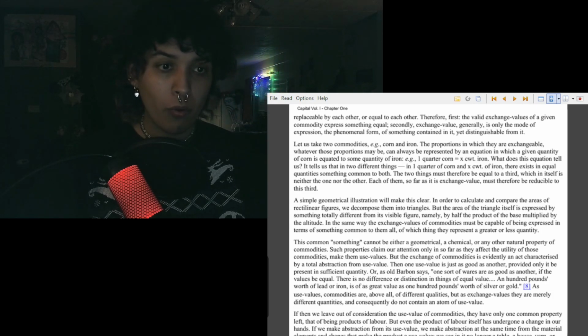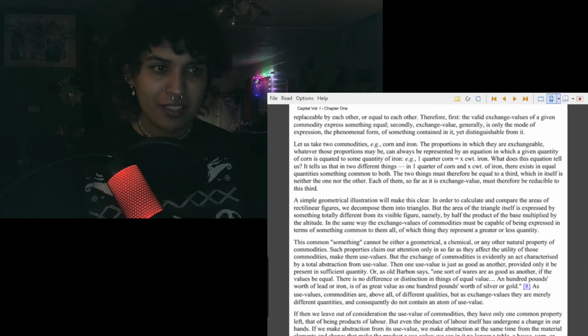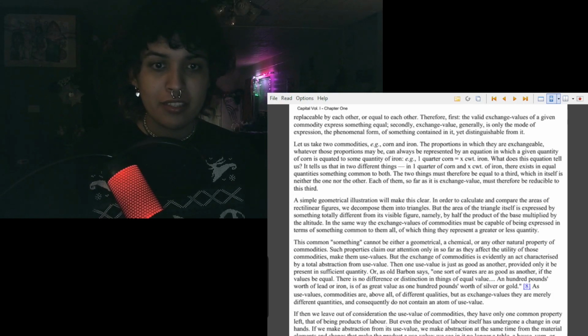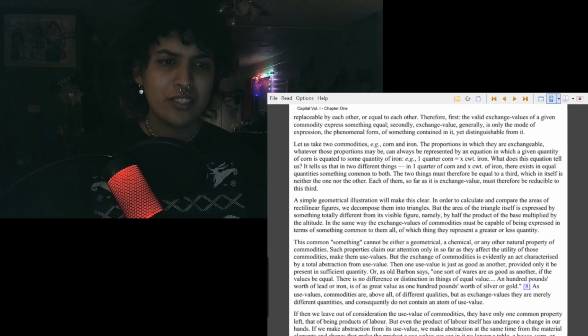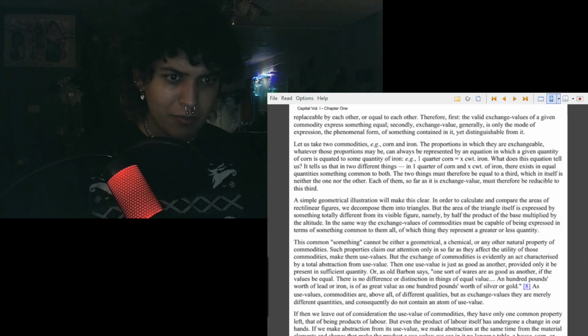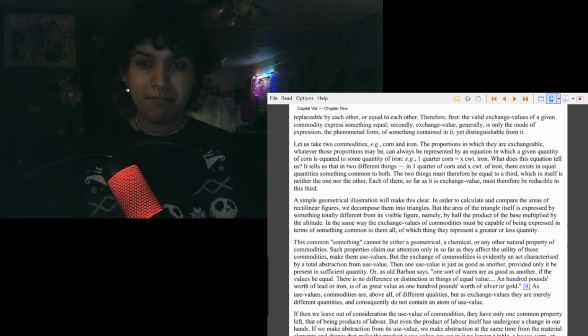In one quarter of corn and whatever amount of iron there exists in equal quantities, something common to both. The two things must therefore be equal to a third, which in itself is neither the one nor the other. Each of them, so far as it is exchange value, must therefore be reducible to this third.